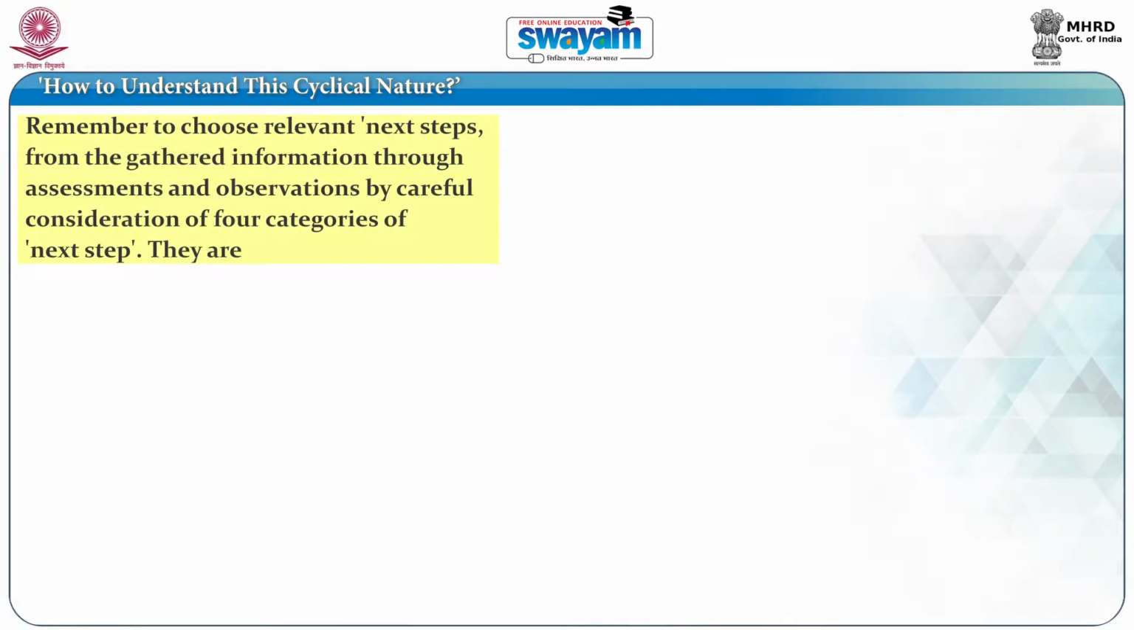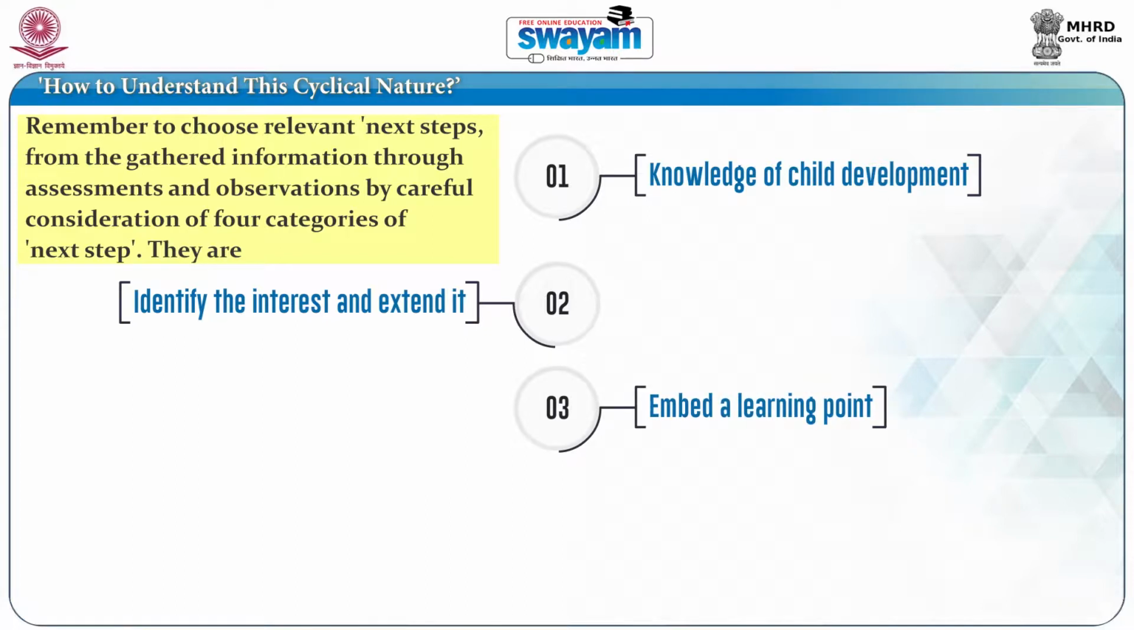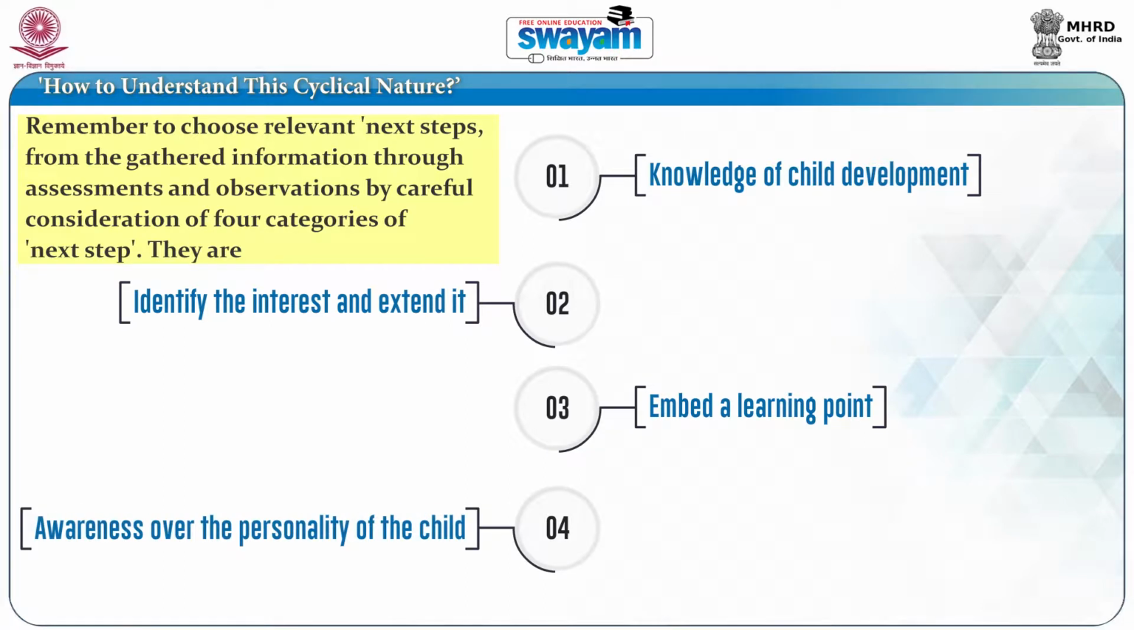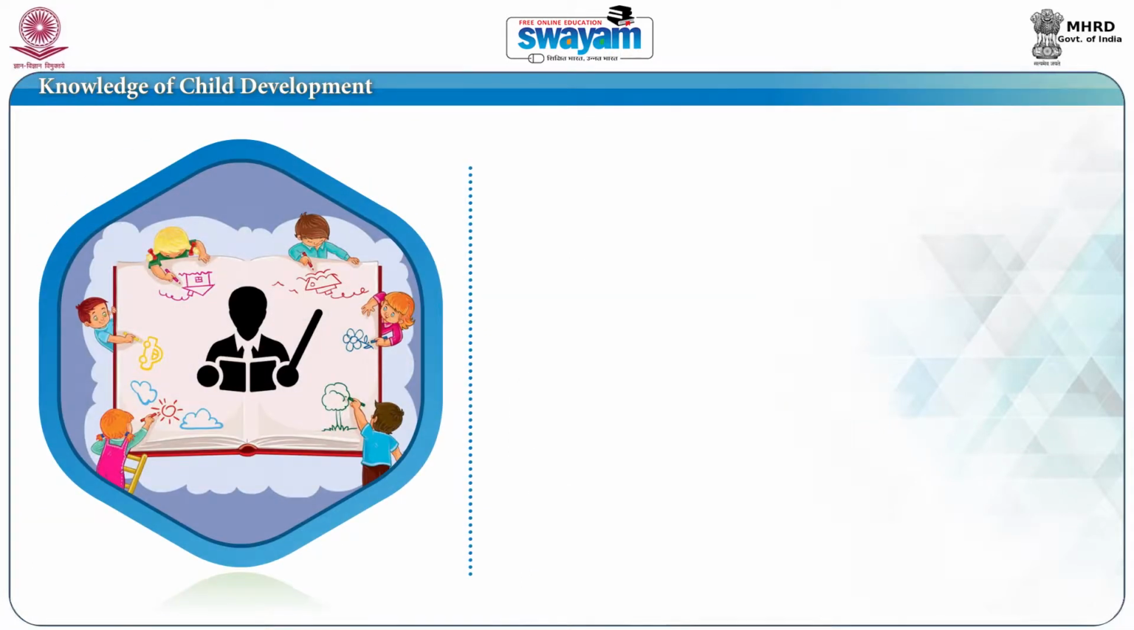Remember to choose relevant next steps from the gathered information through assessment and observations by careful consideration of 4 categories of next step. The first one is knowledge of child development. The second is to identify the interest and extend the same. The third is embed a learning point during learning. The fourth category is awareness of the personality of the child.